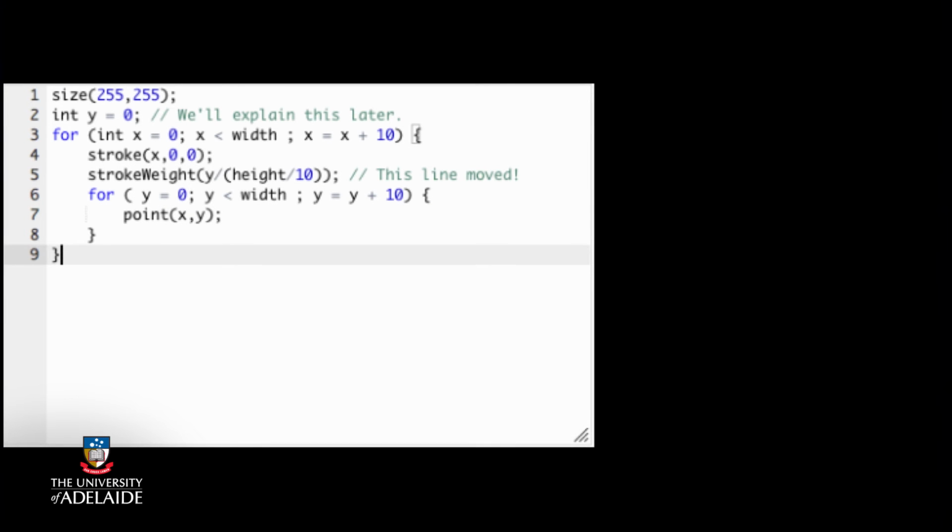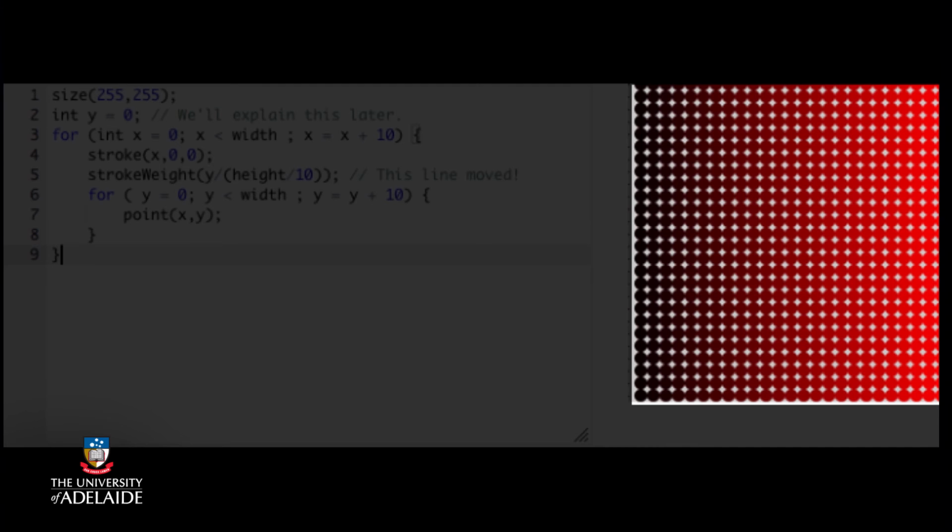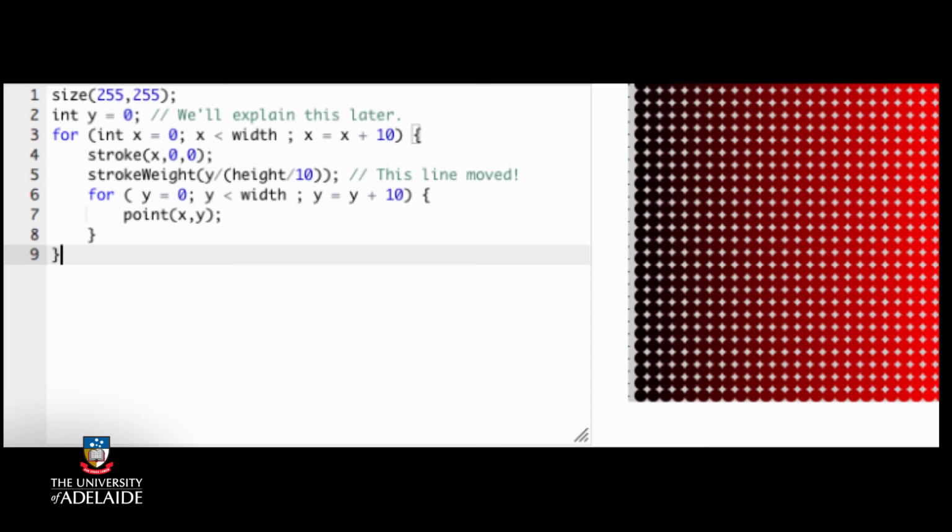Well, we get this result. Wow. We seem to have one column of tiny dots on the far left and then everything else is the largest value. What happened? Well, what happened here helps you to understand how loop updates work in a nested loop.